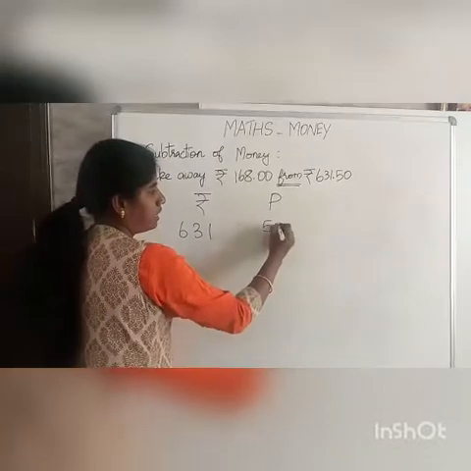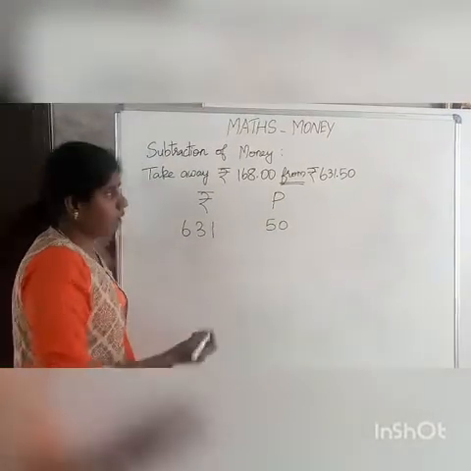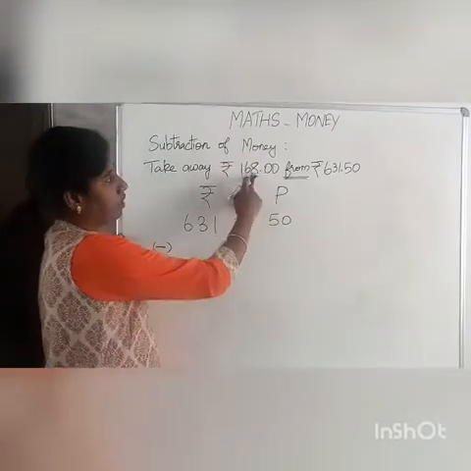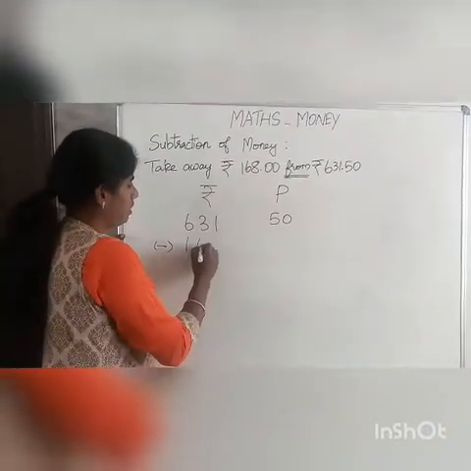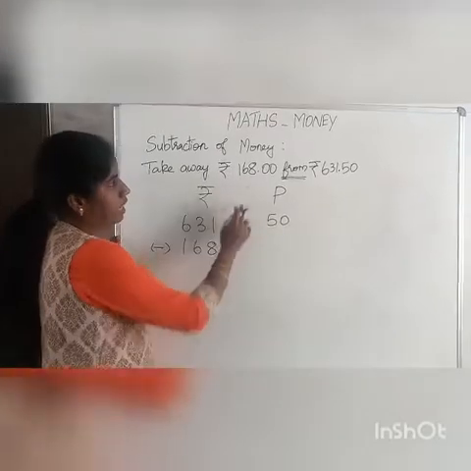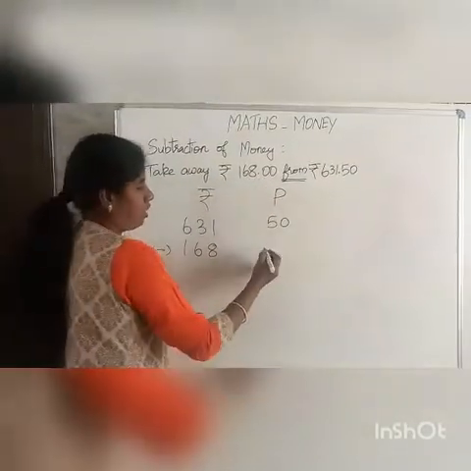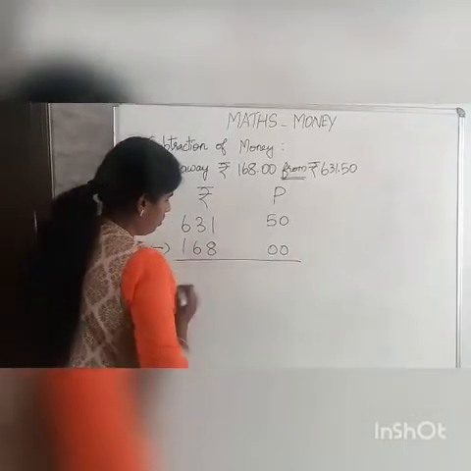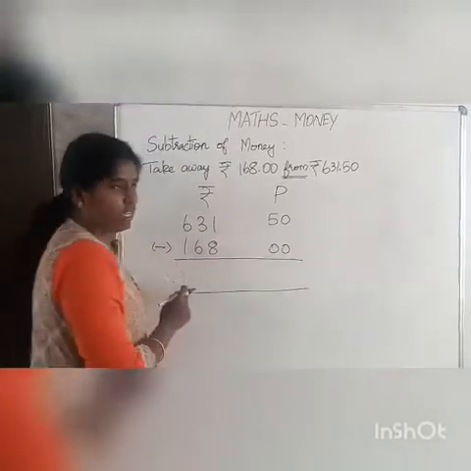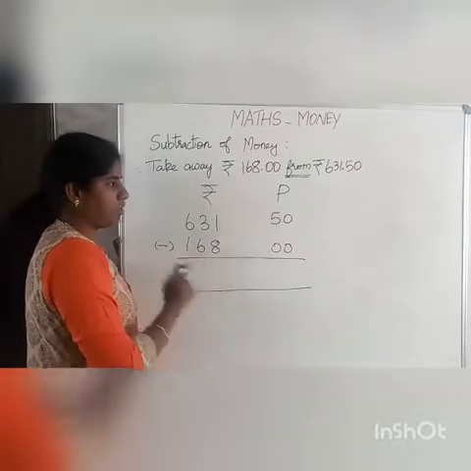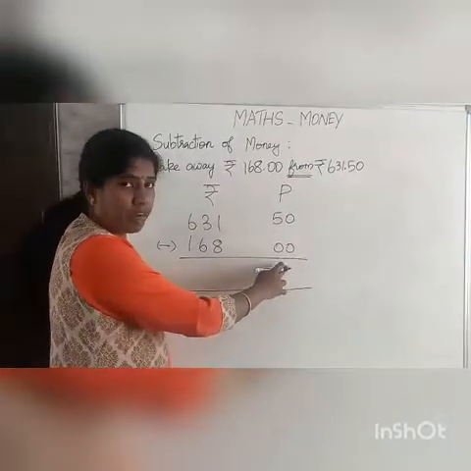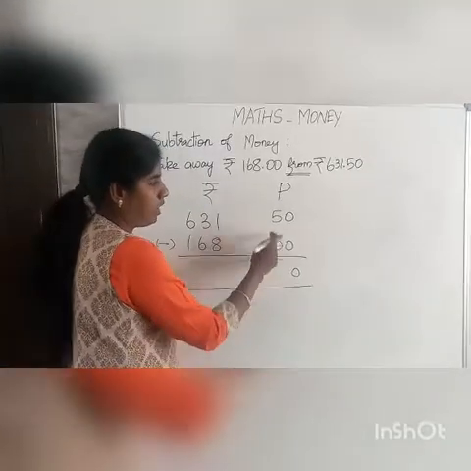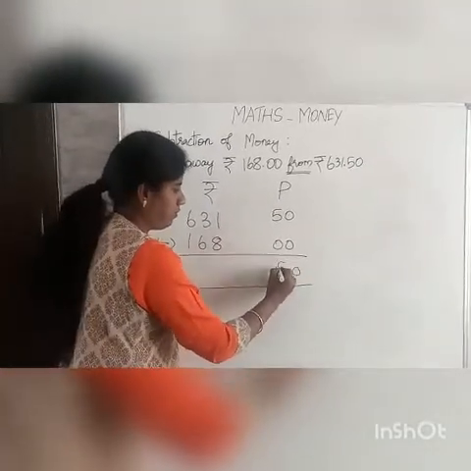So 50 paise we will write under the paise column, and then we need to subtract, so the minus symbol. You need to write the next money here, 168. We don't have any number for paise, so it is 00. Now we need to subtract this number from here. The same way we start from the paise column. 0 minus 0 is 0. 5 minus 0 is 5.